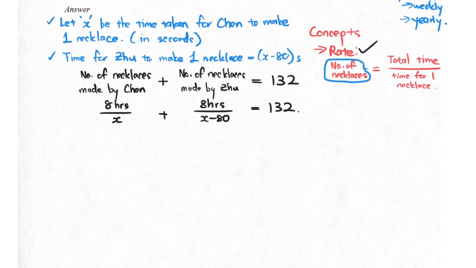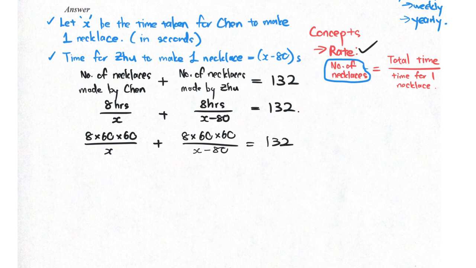So let's convert the hours to seconds because X is in seconds. So it'll be 8 times 60, because there are 60 minutes in an hour and 60 seconds in a minute. Same for this side. It will be the same value. Now, finally, we'll get 28,800 using a calculator here and here.